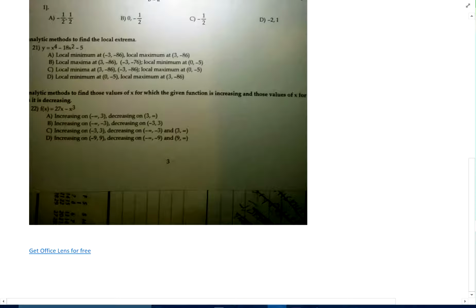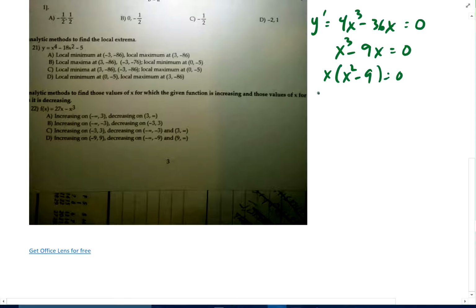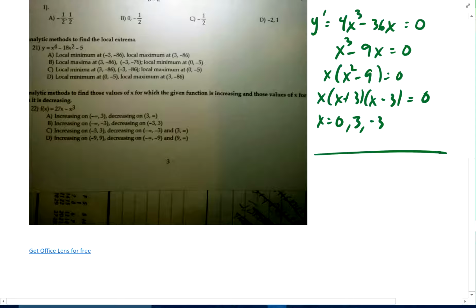Find the local extrema, analytic method, so don't graph it. So I'm going to find the critical values. Y prime is 4x cubed minus 36x. So set that equal to 0. I'm going to divide by 4. X cubed minus 9x equals 0. Factor: x times x squared minus 9 equals 0. So that's going to be x times x plus 3 times x minus 3 equals 0. So my critical points are 0, 3, and negative 3. So I've got negative 3, 0, and 3.